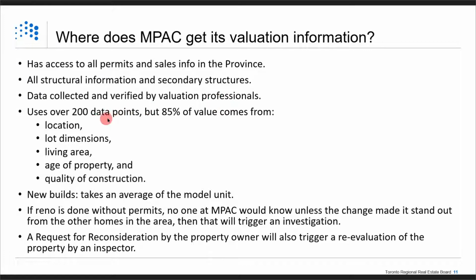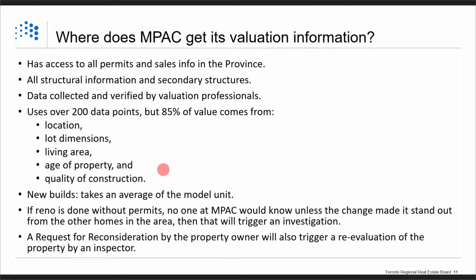They use over 200 data points, but 85% of what they consider the value of the property comes from just 5 things: the location of the property, the lot dimensions, the living area, the age of the property, and the quality of the construction. So these 5 take up 85% of the real value of the property.